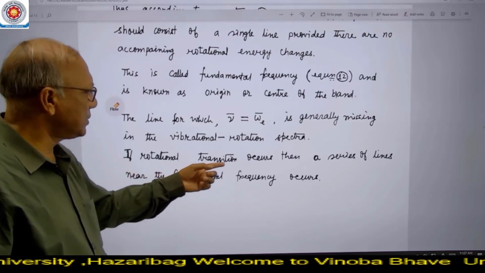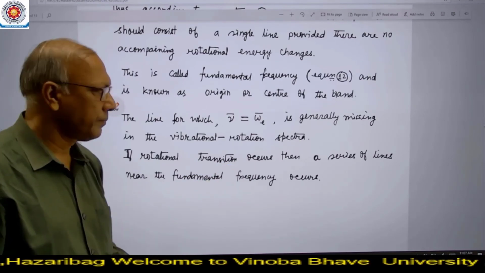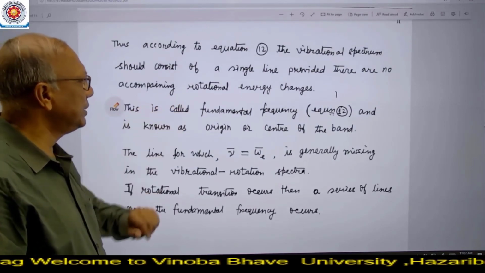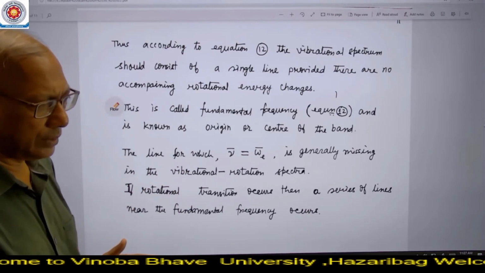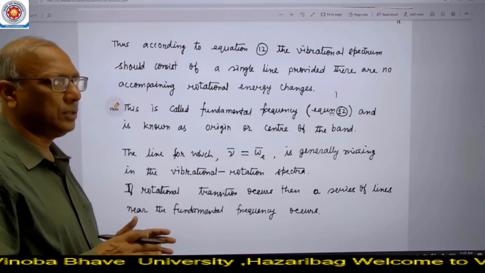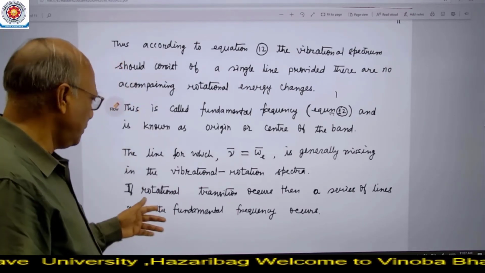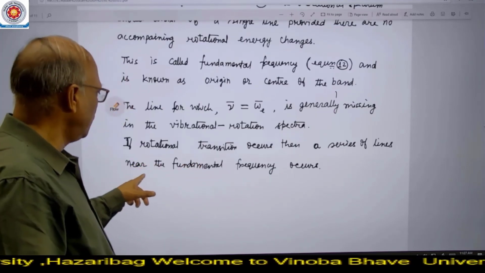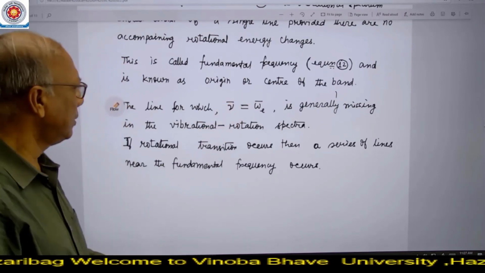If rotational transition occurs, then a series of lines near the fundamental frequency occurs. So what happens when there are no rotational energy level changes? This is a vibrational spectrum, and we know that it is also associated with the rotational energy change. If there is no rotational energy change, then there will be a single line, and if there is rotational transition, then a series of lines will be obtained near the fundamental frequency, this omega e bar or nu bar.